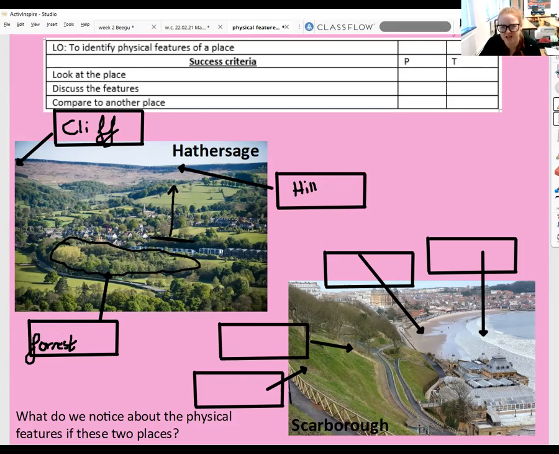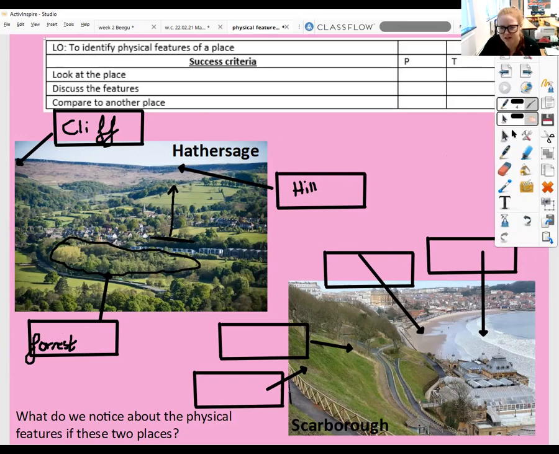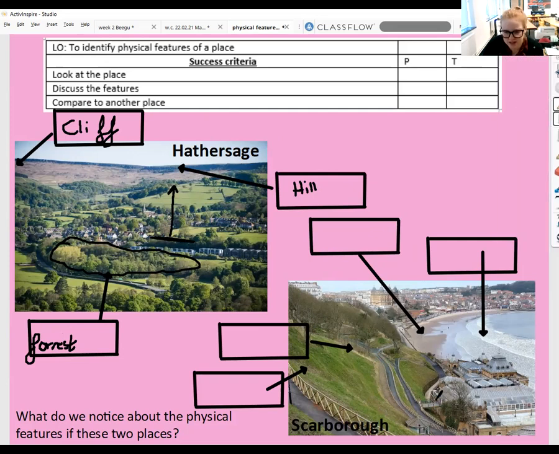Okay, let's have a look at Scarborough now. Let's compare it to Scarborough. So Scarborough has a lot going on, didn't it? Can you remember in Scarborough? What physical features did we see in Scarborough?